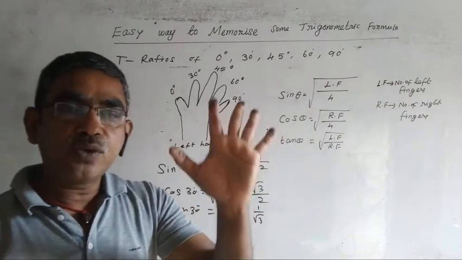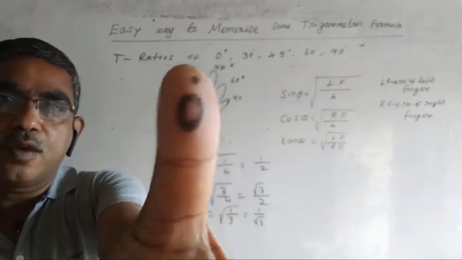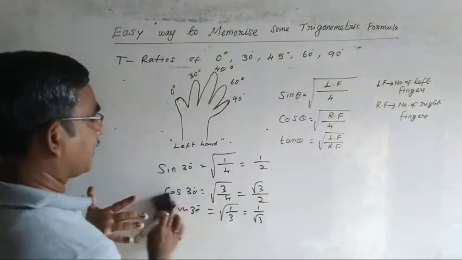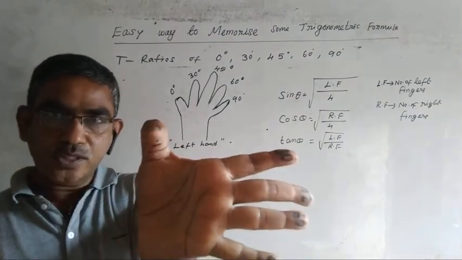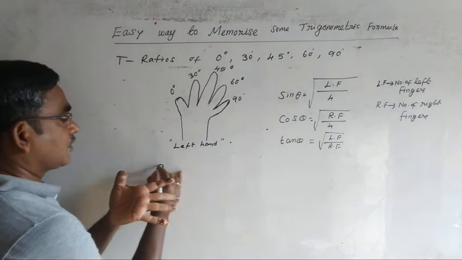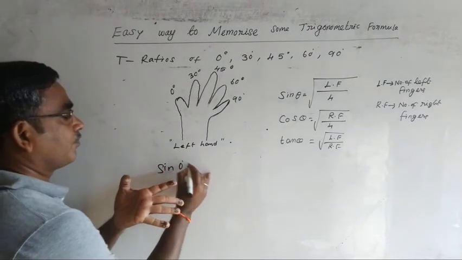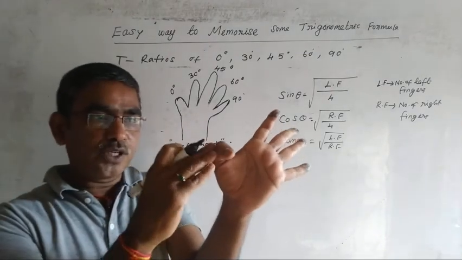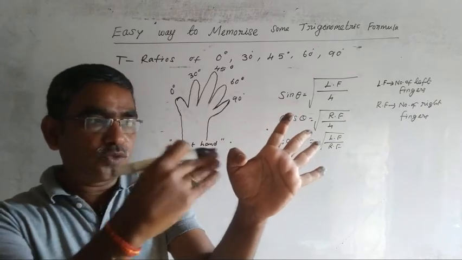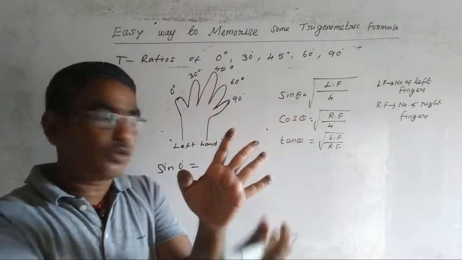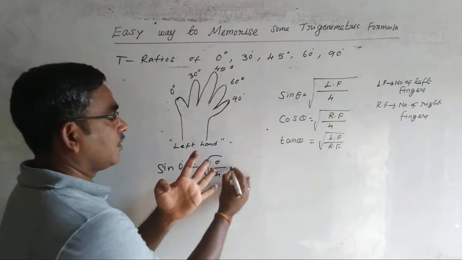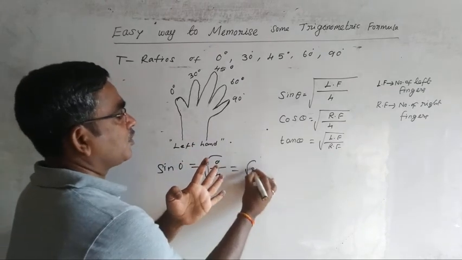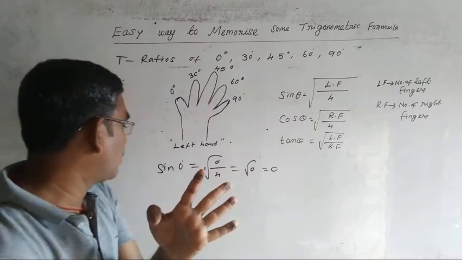One more example, I'll tell you 0 degree. Take the 0 degree, close it. So sin 0. For 0 degree, no left finger is there, only right finger is 4. So left finger becomes 0, right by 4, square root of 0 by 4. Square root of 0 becomes 0. So sin 0 becomes 0.